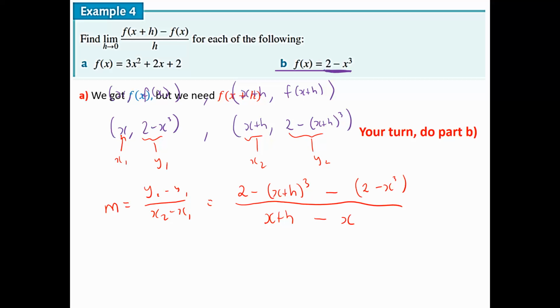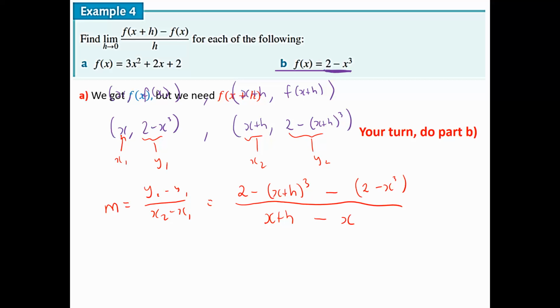See, if I don't put the brackets in, it looks like it's just saying minus 2, and then you have minus x cubed. That's wrong. It's meant to be plus x cubed because there are 2 negatives here. Okay, so put in the brackets to avoid making mistakes there. This is y2 minus y1 over x2 minus x1.